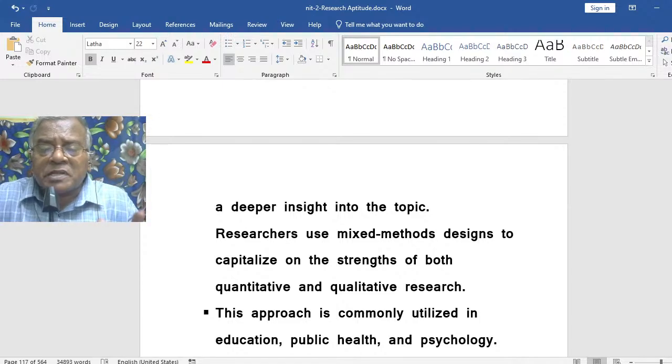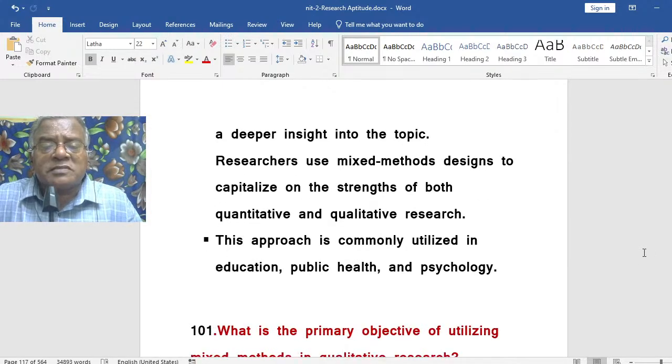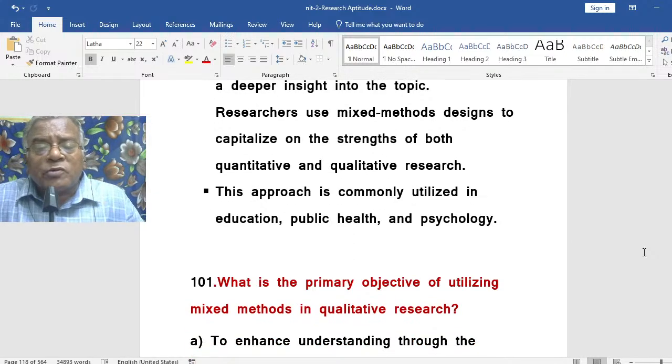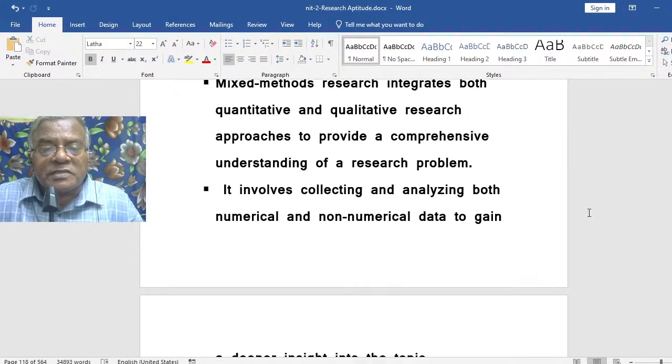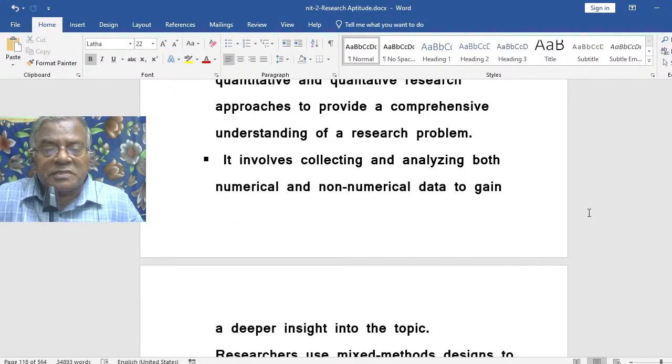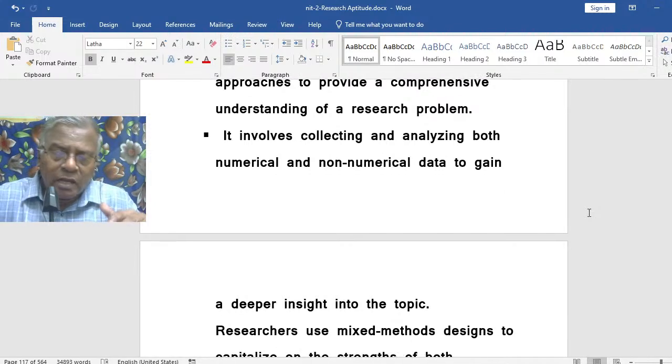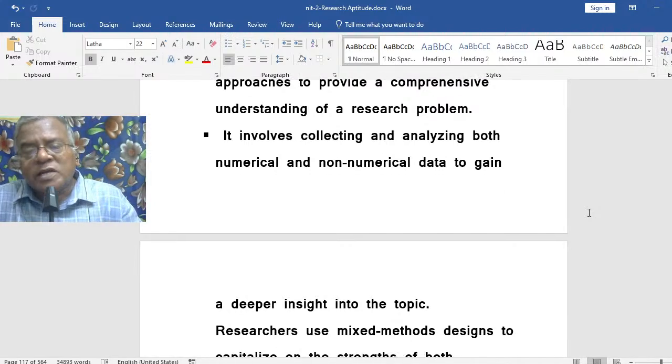Researchers use mixed methods designs to capitalize on the strength of both quantitative and qualitative research. This approach is commonly utilized in education, public health and psychology. So this is mixed methods research. It involves collecting and analyzing both numerical and non-numerical data, that is, both quantitative as well as qualitative methods.